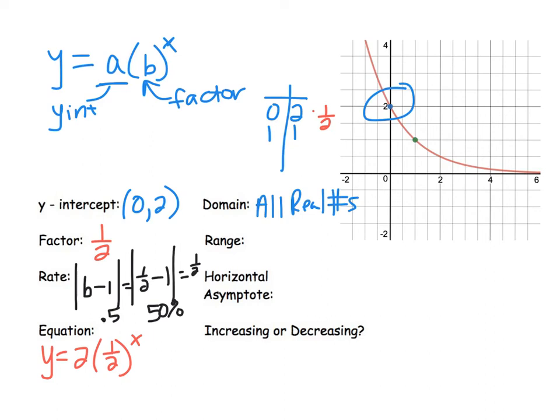And my range is either going to be greater than 0 or less than 0. In this case, I can see, here's my 0, that my graph is all above it. So my range is y is greater than 0. And I know it's not equal to 0 because y equals 0 is my asymptote. My graph is never going to touch this boundary, this asymptote. It's going to get closer and closer, but it'll never touch.